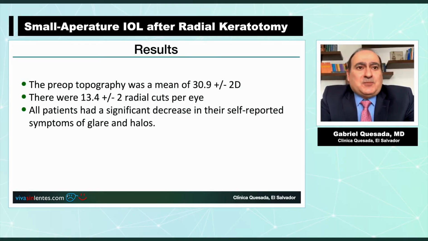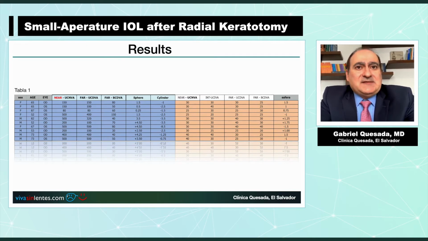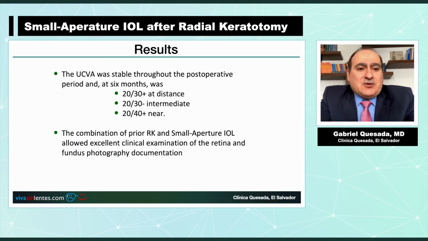In general, the preoperative topography was a mean of 30.9 plus or minus 2 diopters. There were 13 plus or minus 2 radial cuts per eye. All patients had a significant decrease in their self-reported symptoms of glare and halos. I won't show you all the cases, but in general, the uncorrected visual acuity was stable through the postoperative period, and at 6 months was 20/30 plus at distance, 20/30 at intermediate, and 20/40 plus at near.